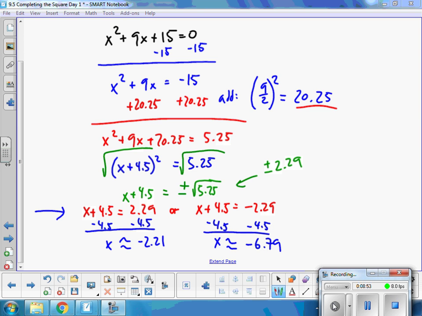Now 6.79 is smaller, so I want to put that first. So negative 6.79 or negative 2.21 would be my final answer.